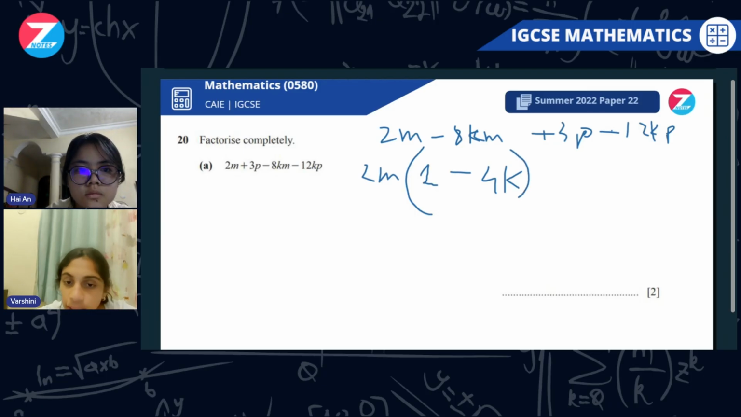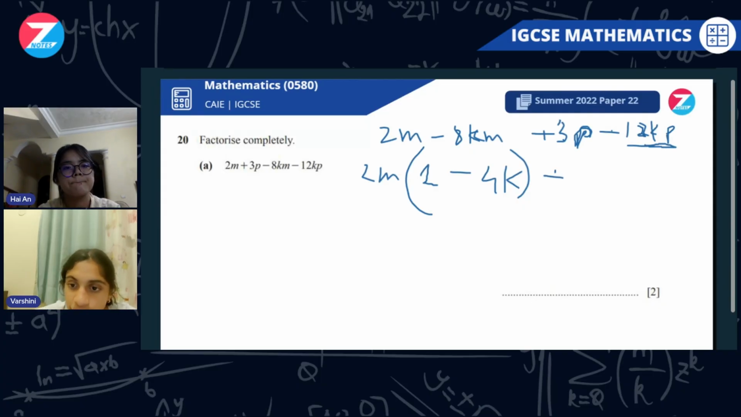Okay, now let's take the rest of the brackets. We can see that 3 is a factor of 3 and 3 is a factor of 12 here. Over here, 12kp. So we can take 3, and p again is a factor of this term and a factor of this term. We can take 3 and p out, so plus 3p. And now let's divide, we know 3p by 3p is nothing but 1.